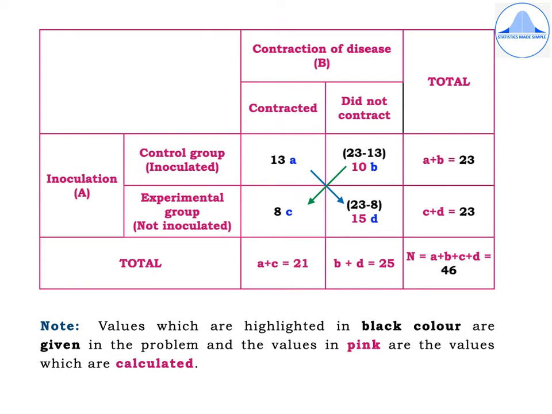Similarly, they have mentioned that in the experimental group, 8 contract the disease. So for the cell corresponding to experimental group and contracted, write the value 8, which is nothing but the cell frequency C. And we also know that in the experimental group, we have 23 rabbits. So corresponding to the total of the experimental group, you can write the value 23. So 13, 23 and 8 and 23 are the only values given to us in the table.